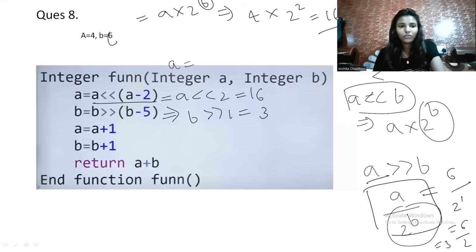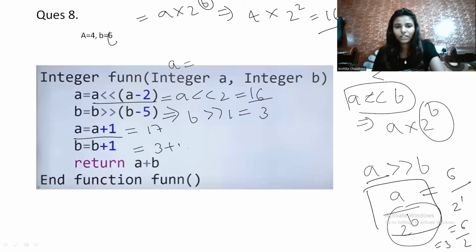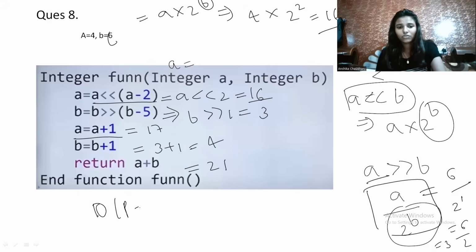Now we have to update the values. So a is a plus 1. What is the value of a now? a is 16. So 16 plus 1 is 17. And b plus 1. What is the value of b? b is 3. So 3 plus 1 is now 4. So return a plus b. What is 17 plus 4? 17 and 4 will be 21. So the correct answer of this question is 21.